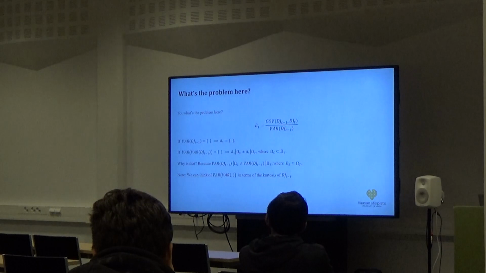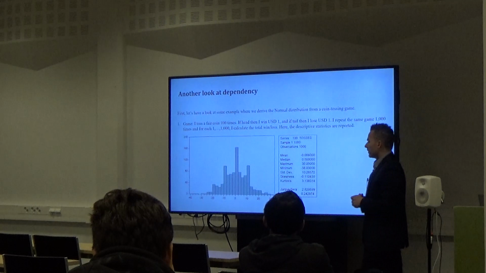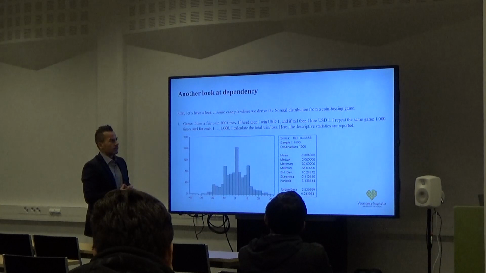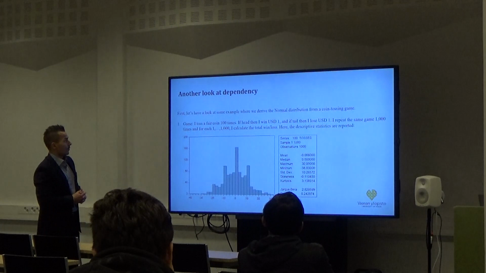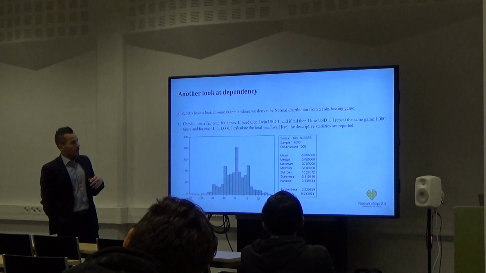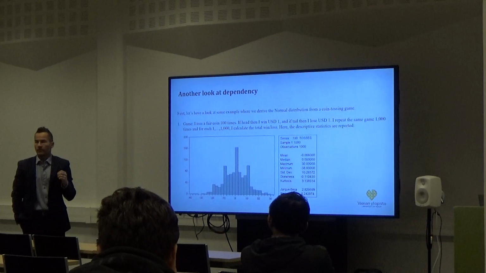So now, okay, we know that correlation is maybe a poor measure for measuring dependency structures of financial assets. We can have another look at dependency structures. Here, I gave you just a simple example of how to derive the normal distribution from a simple coin tossing game.